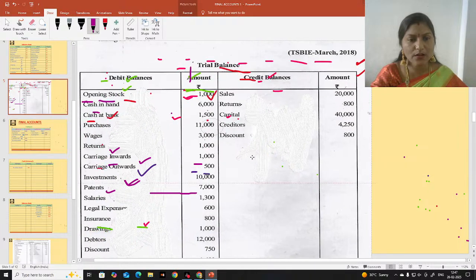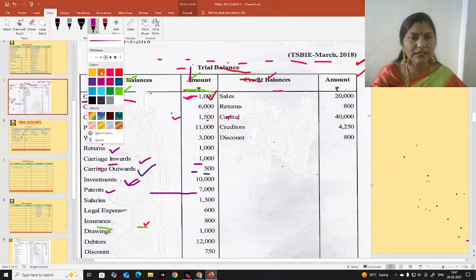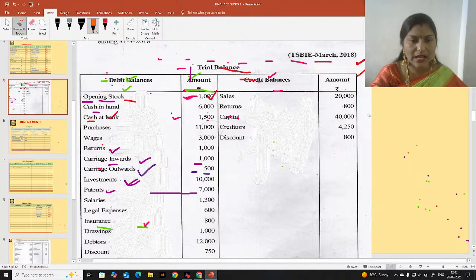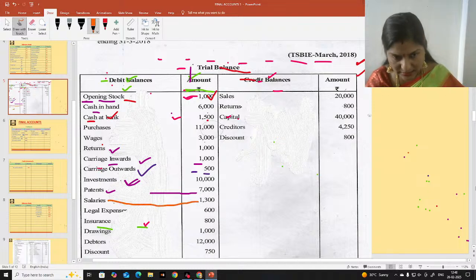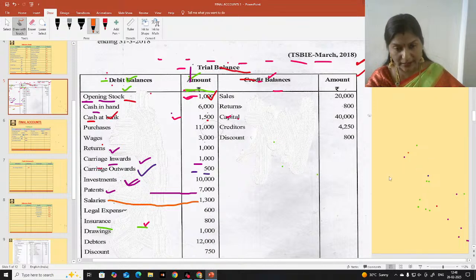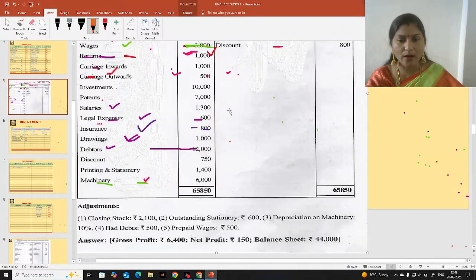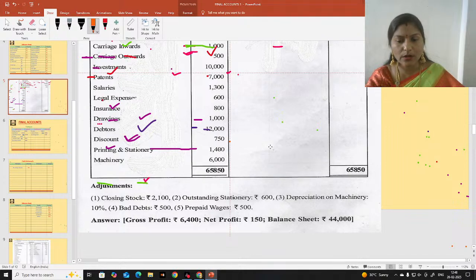salaries. The next item is salaries. You can see after patents the next item is salary. The salaries amount is 1,300. Salaries we record in the profit and loss account, and we should see whether we have any adjustment or not, because if there are any adjustments, they should be taken into account. Related to salary, we don't have any adjustment.